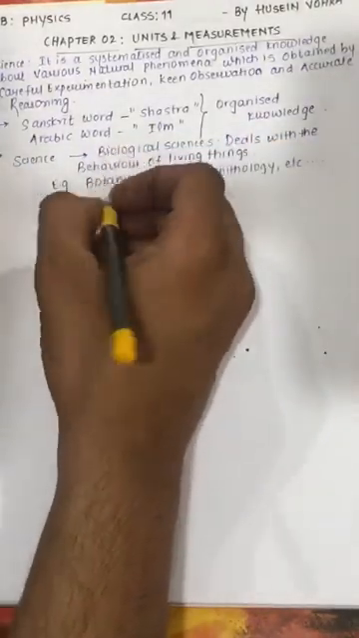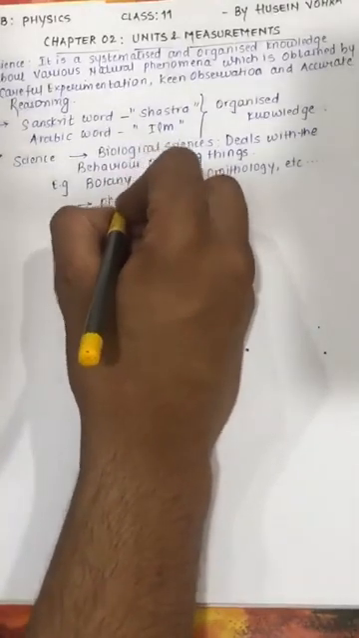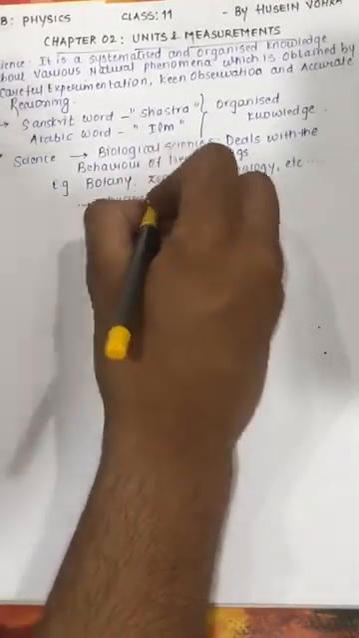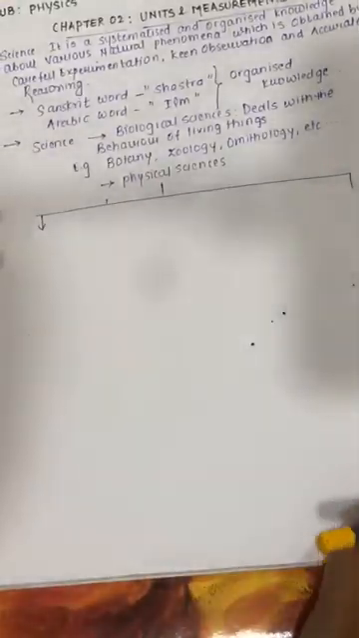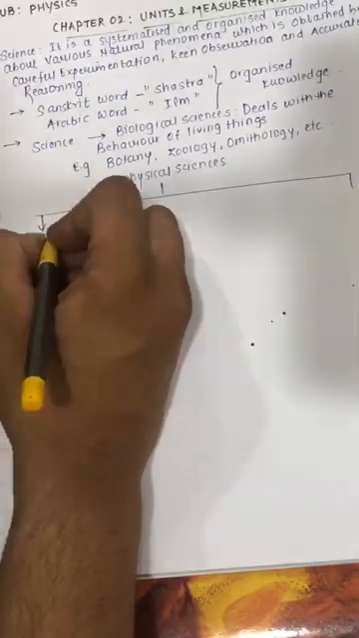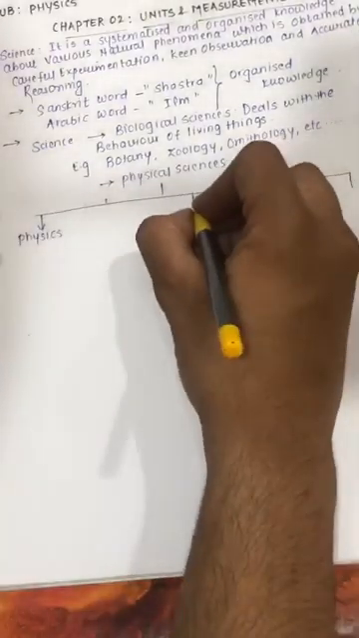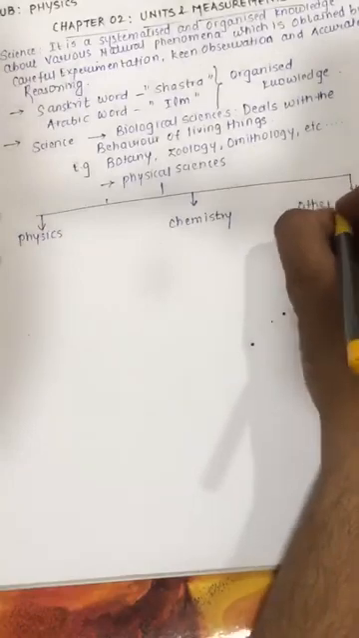The second important classification of science is physical sciences. Physical sciences are majorly classified into more categories. The very first is your physics. Second is your chemistry. Last but not least is your other physical sciences.